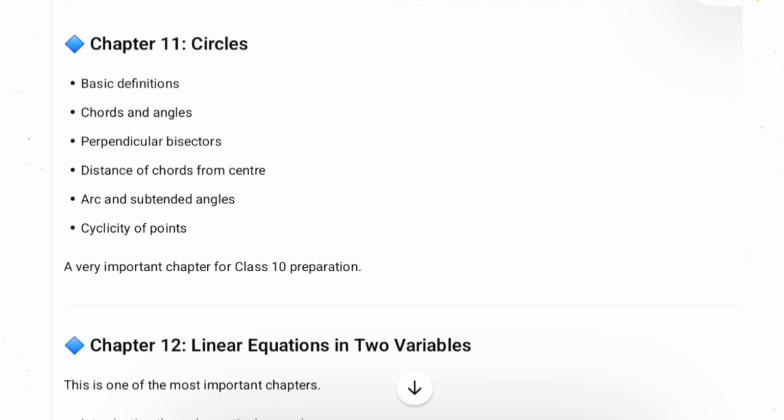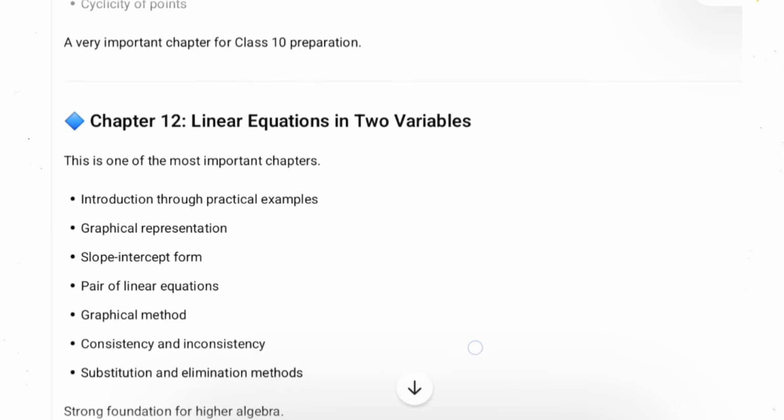Next, chapter 11 is circles: basic definitions, chord and angle, perpendicular bisector, distance of chord from center, arc and subtended angle, cyclicity of points. A very important chapter for class 10th preparation.